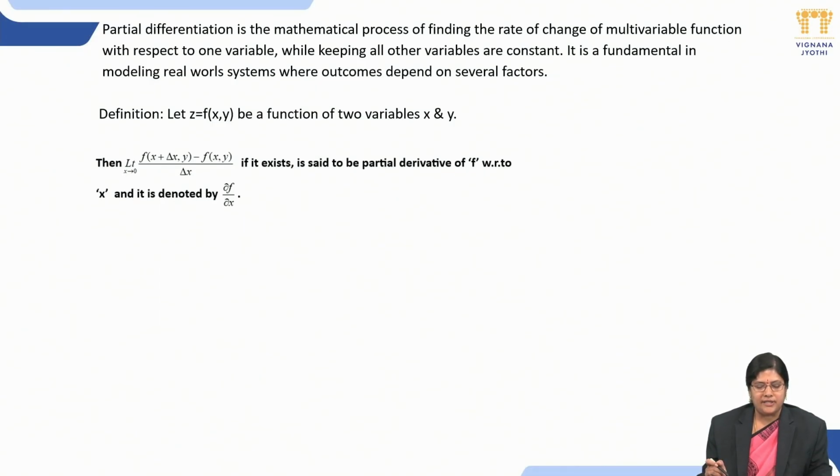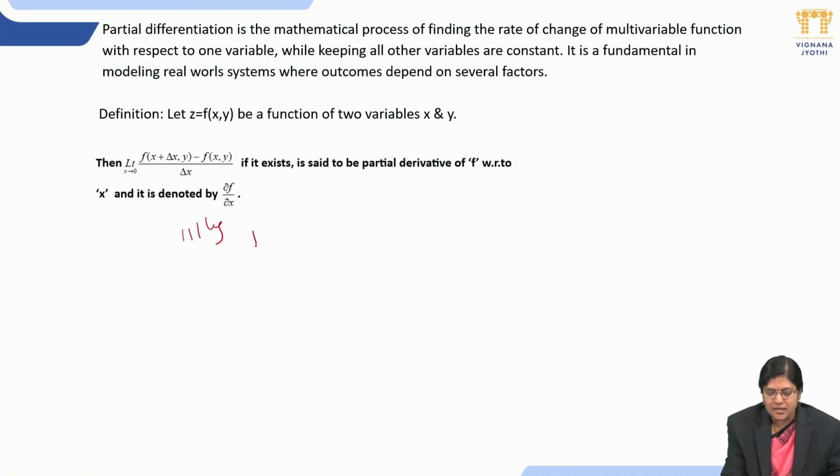The definition of partial derivative is, let us assume that z is a function of x comma y. Let z equal f of x comma y be a function of two variables x and y. Then the limit as delta x tends to 0 of f of x plus delta x comma y minus f of x comma y divided by delta x, if it exists, is said to be the partial derivative of f with respect to x, and it is denoted by dou f by dou x.